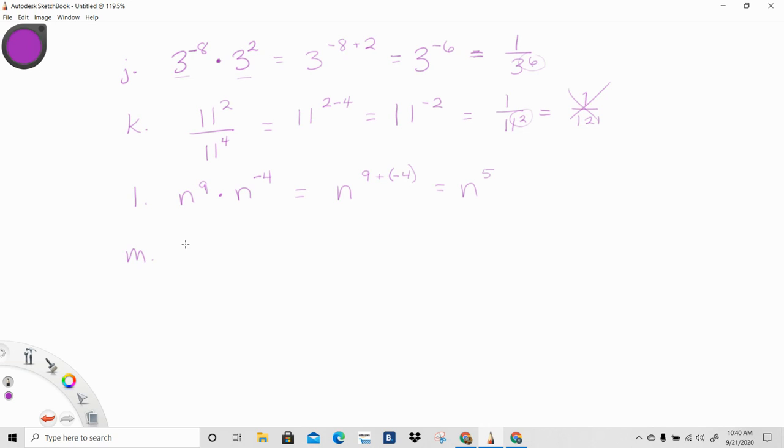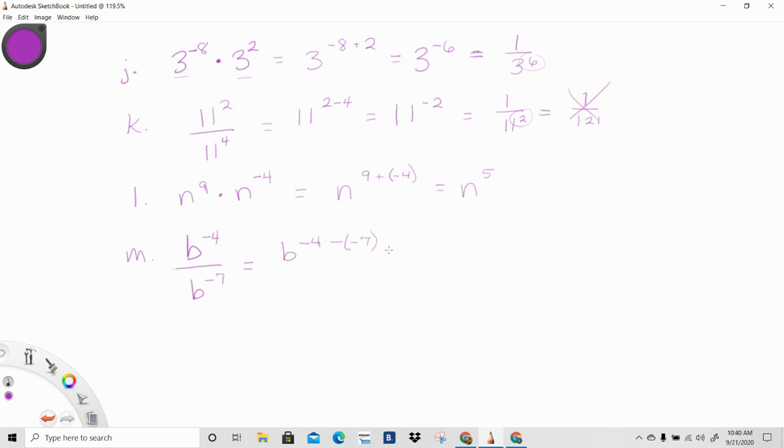And for our last example, we have b to the negative 4th over b to the negative 7th. Again, we're still going to follow the same rules. When we divide, we subtract. But we are going to have b to the negative 4th minus negative 7.